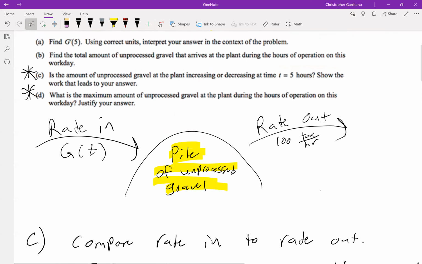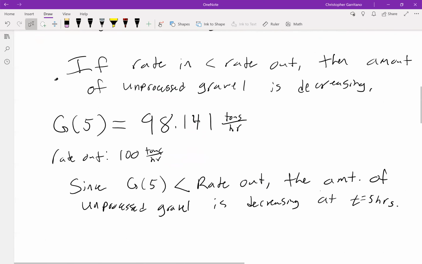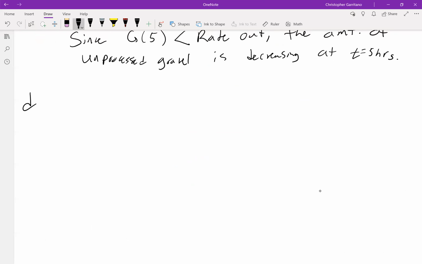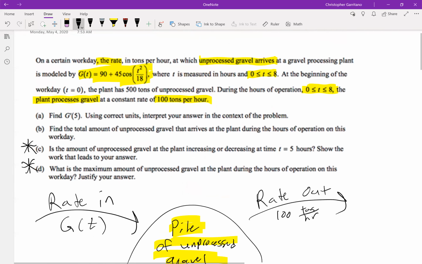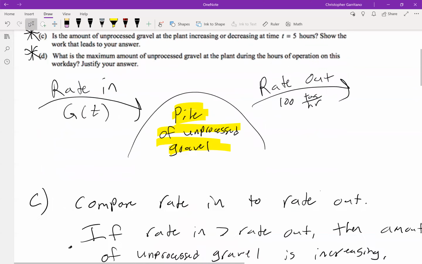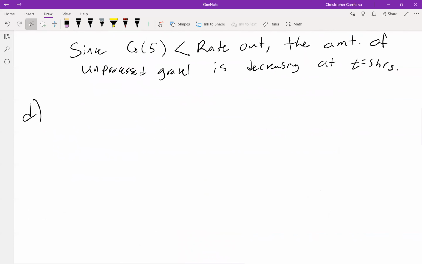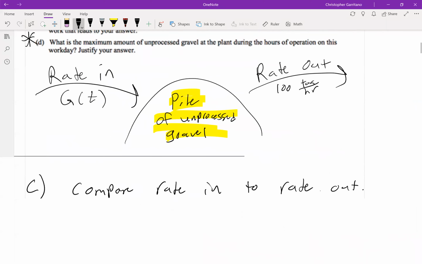Cool. Part D. Now we're looking for a maximum, the maximum amount of unprocessed gravel at the plant during the hours of operation. This one is a little bit more involved. We don't actually have explicitly the function that tells us the amount of gravel at any point in time, and that is the function we're trying to maximize, right? So let's imagine what that function might look like. Let's call it A of t, the amount of gravel in this pile at any given time t.